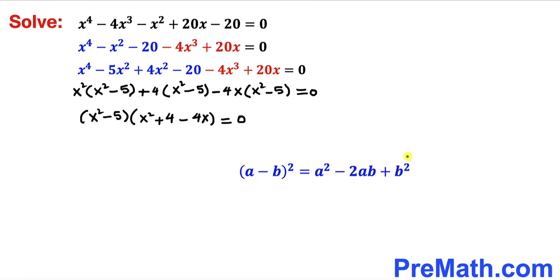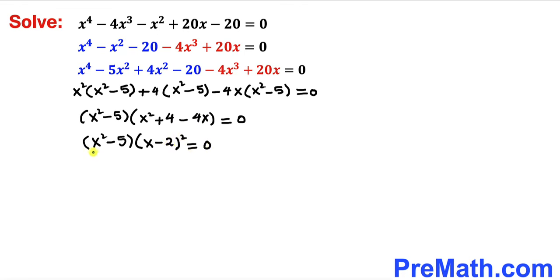And now let's focus on this famous identity: (a - b)^2 can be written as a^2 - 2ab + b^2. And we are going to apply this identity on this expression. So first of all, I'm going to write down x^2 - 5, and then this whole thing can be written as (x - 2)^2 is going to be equal to 0. And now we can see we got these 2 factors equal to 0. So therefore we are going to separate them.